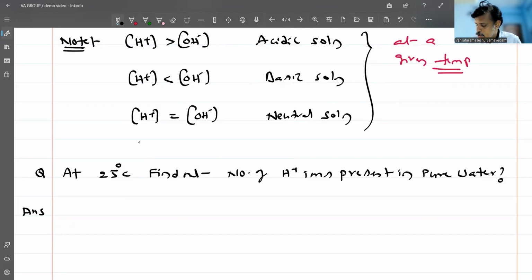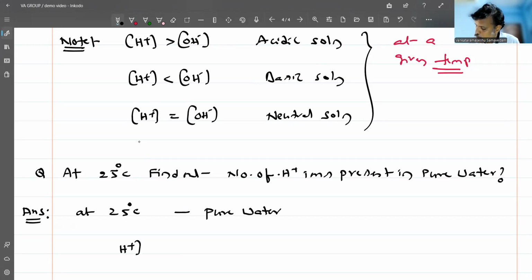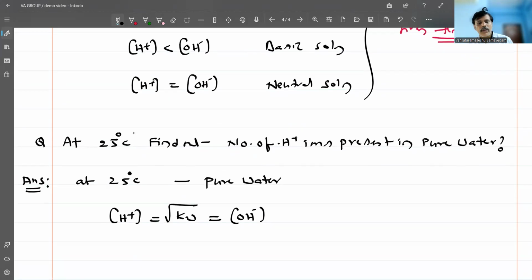I will explain and I will stop this class. If you want to find out the number of H plus ions, I am not asking about the number of moles of H plus ions. Here, number of H plus ions I am asking. So first, at 25 degrees centigrade, the condition is a pure water condition. In that pure water, H plus ions concentration is equal to square root of Kw, that is directly equal to OH minus ions concentration. Pure water is always neutral.